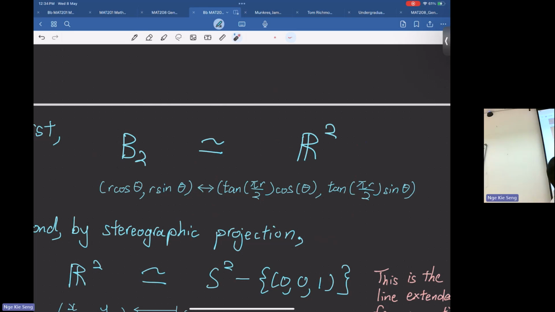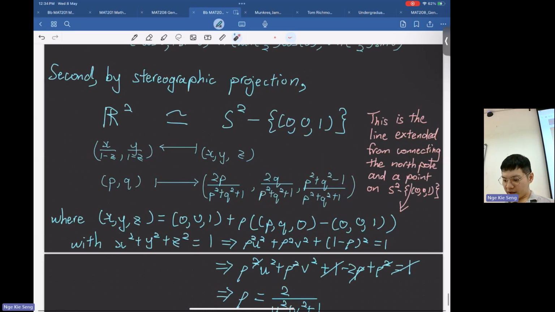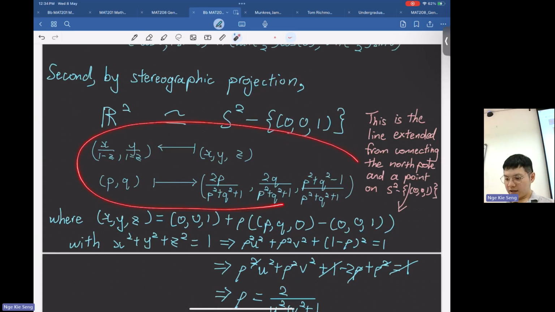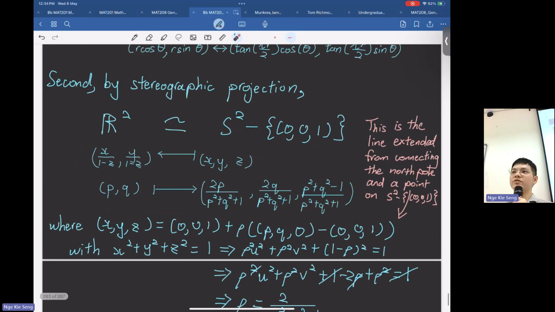Okay, so this is the map. And then, how about the stereographic projection just now? How to make that line, actually? Okay, so I write down the formula here. Let's look at the formula first, and then I will tell you why this formula works.